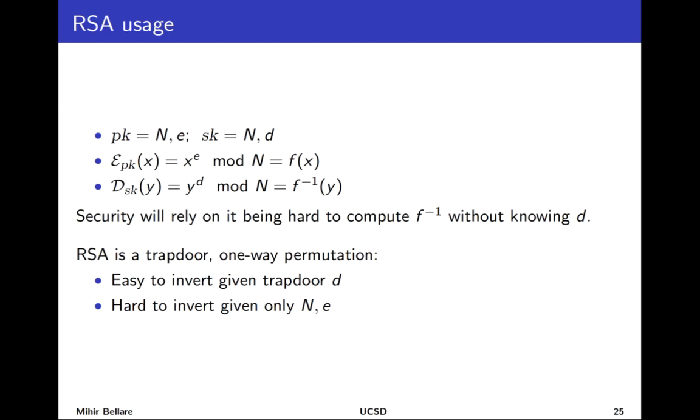Once that's done, encryption under the public key says think of x as the message and simply raise it to the power e mod n. And that was what we call f of x. Here we think of x as being in Z_n star. To decrypt a received ciphertext y, raise it to the dth power mod n, and you'll recover x.